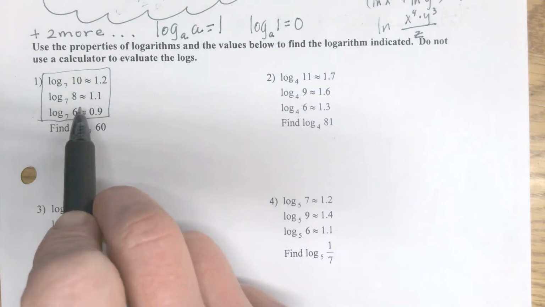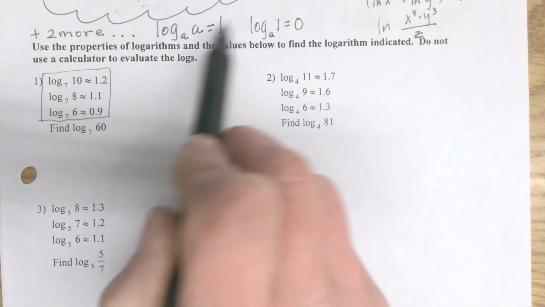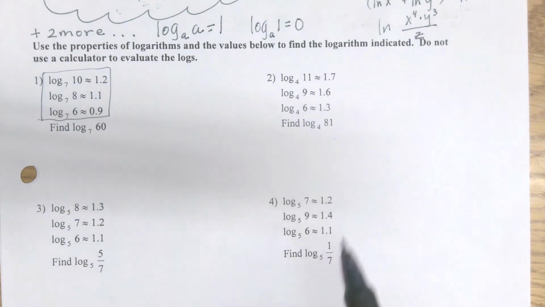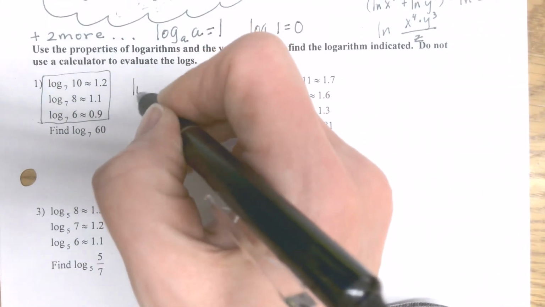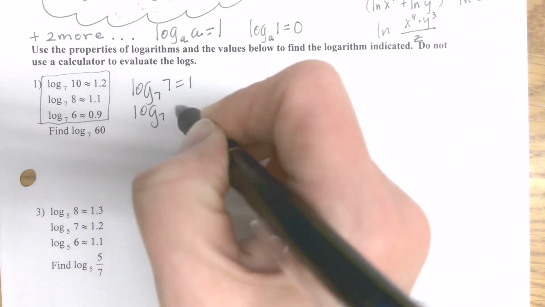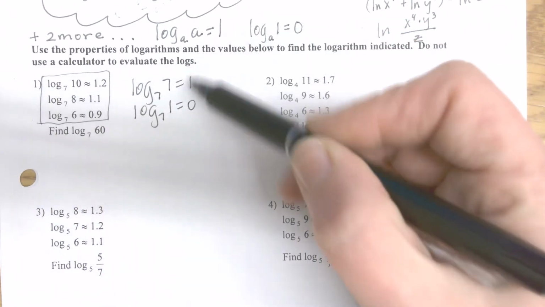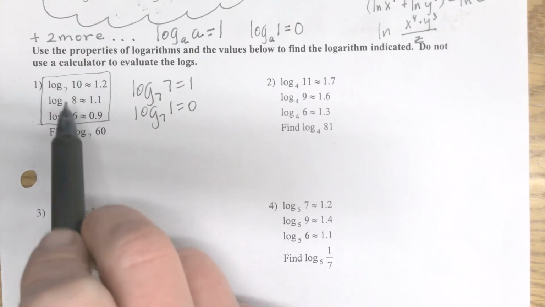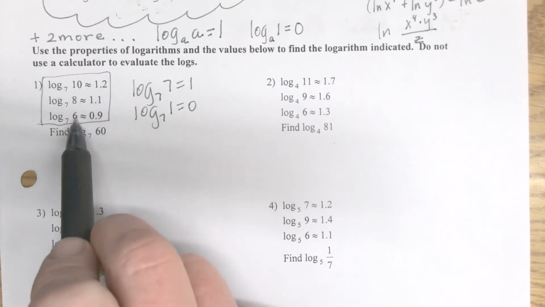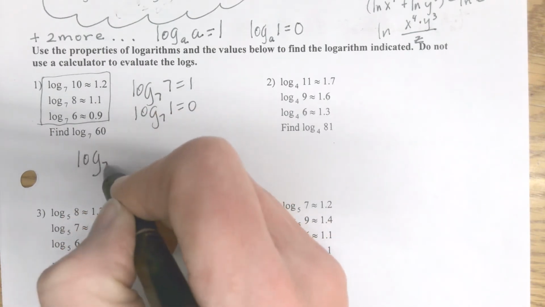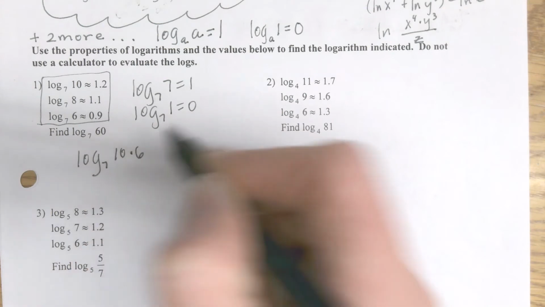Now, you're not always going to use them all, and you may on occasion add one of these equaling 1 or equaling 0 logs to it. So I could add to this that the log base 7 of 7 is 1, and the log base 7 of 1 is 0. And maybe I'll use those to help me. But right now, I can see that I can do 10 times 6 to get 60. So I'd write this as the log base 7 of 10 times 6.